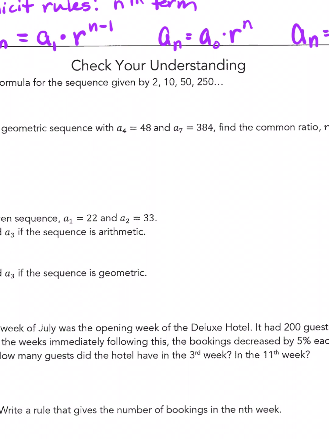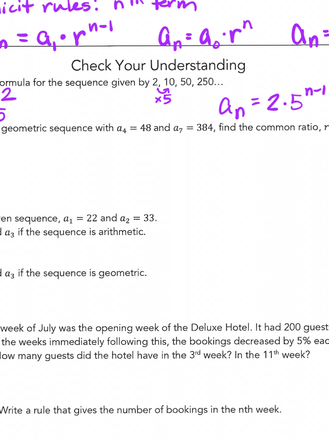So what was a sub 1? 2. What's r? Yeah, we're multiplying every time by 5. So what is my formula for a sub n going to be? Seems easy enough, doesn't it? And once you know the formula, okay, so let's look at the next one.